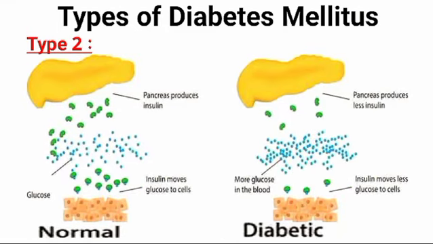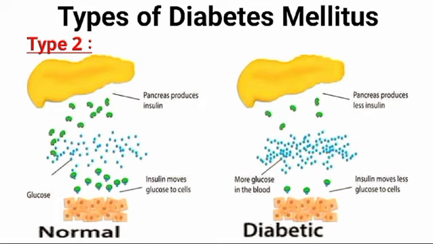Now, let's discuss the mechanism of type 2 diabetes. Type 2 diabetes, the most common form of diabetes, develops when the body becomes resistant to insulin or does not produce enough insulin to maintain normal glucose levels. Insulin produced by the pancreas is crucial for regulating blood sugar levels by facilitating the uptake of glucose into cells for energy production. In type 2 diabetes, cells become less responsive to insulin, leading to a condition known as insulin resistance.